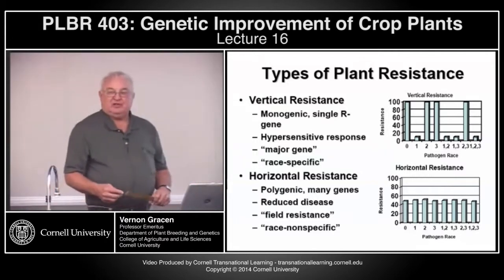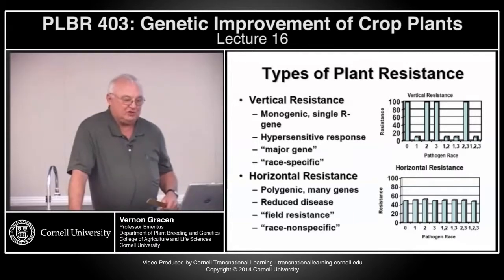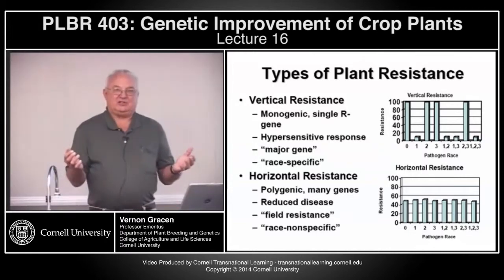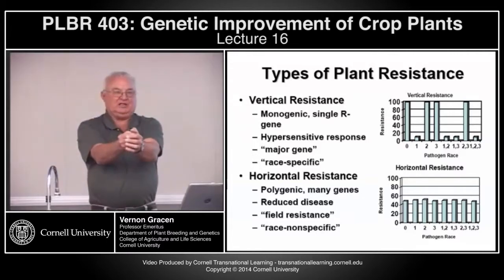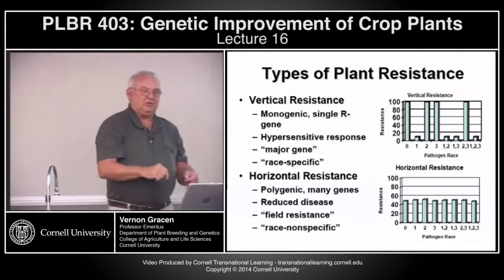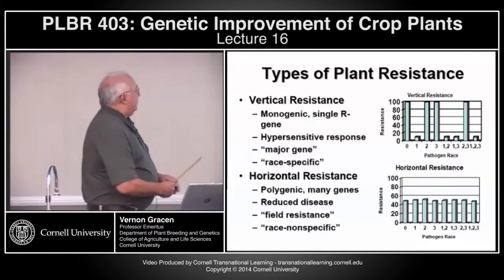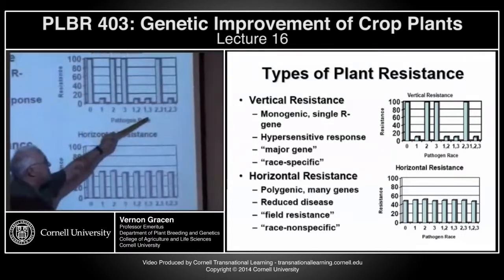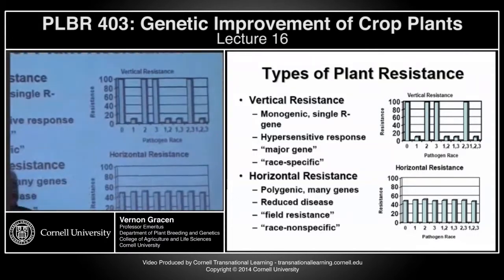All right, so talk about the types. Vertical resistance, it's either monogenic or may be controlled by one or two codominant genes. It usually gives a hypersensitive response, which means basically an insect or a pathogen lands on a plant, starts to attack the plant, and the plant metabolizes resistance factors that sort of isolate that pathogen or insect in a little dead necrotic zone, and so you get little dead flecks on the leaves rather than seeing the entire leaf die as the disease spreads. And so you get hypersensitivity. It's race specific.